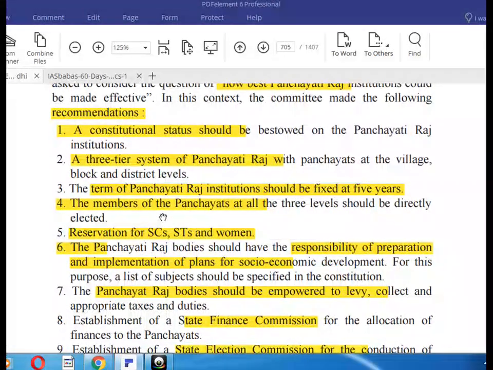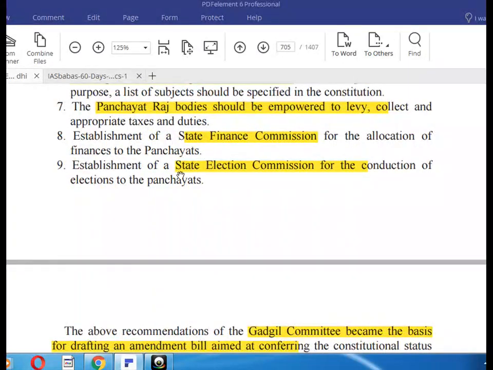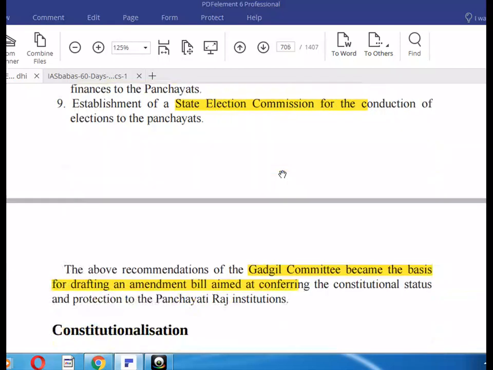The members of the panchayats at all three levels should be directly elected. Reservation for SC, ST and women. Panchayati Raj bodies should be responsible for the preparation and implementation of plans and sustainable development. For this purpose, a list of subjects should be specified in the constitution. The Panchayati Raj bodies should be empowered to levy and collect appropriate taxes and duties. Establishment of a state finance commission for the allocation of finances to the panchayats, and establishment of a state election commission for the conduct of elections to the panchayats.